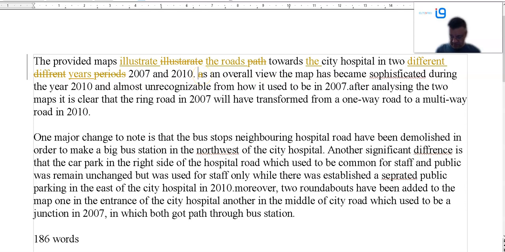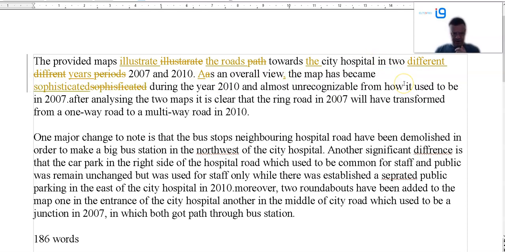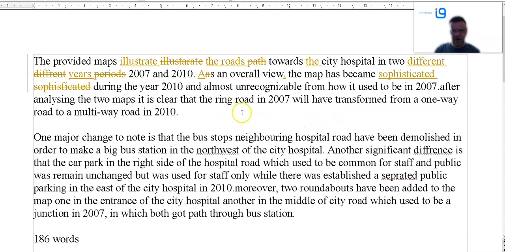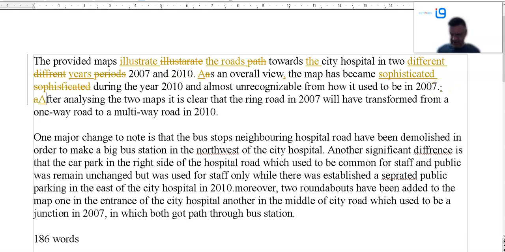As an overall view, the map has become sophisticated. What does that mean? The map? But what's the changes? And almost unrecognisable from how it used to be. Well, yeah, because there's been some changes. So that's not very good as an overview. What does sophisticated mean?